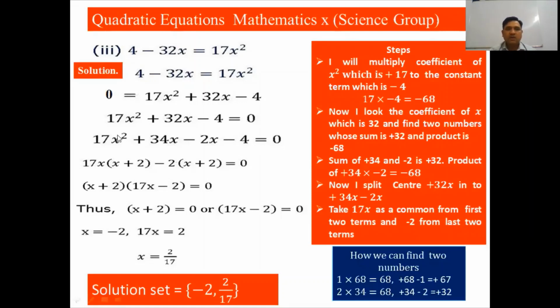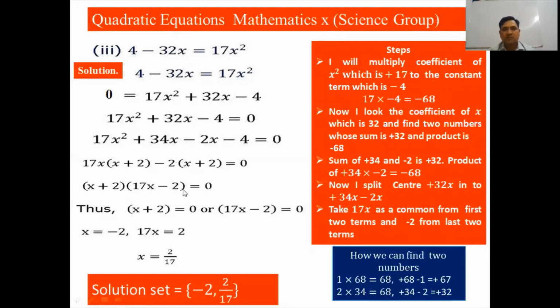So now we can take 17x as a common. So when we take common, this is x and here we have 2. Now here we can take common minus 2. So minus 2x plus 2 is equal to 0. Since here is x plus 2, here is again x plus 2. So we are going in the right direction. Our factorization is accurate. So we can take x plus 2 as a common, and here we are left with 17x minus 2 is equal to 0.